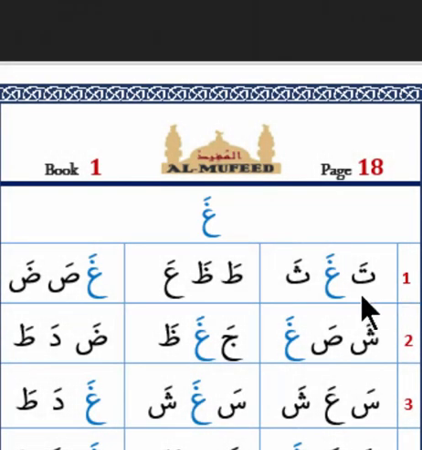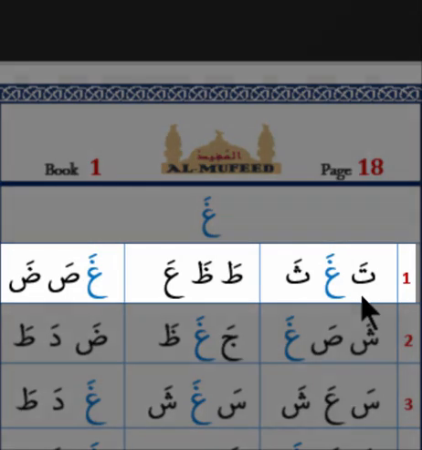First line. Ta, Gha, Tha. Ta, Dha, A. Gha, Sa, Dha.